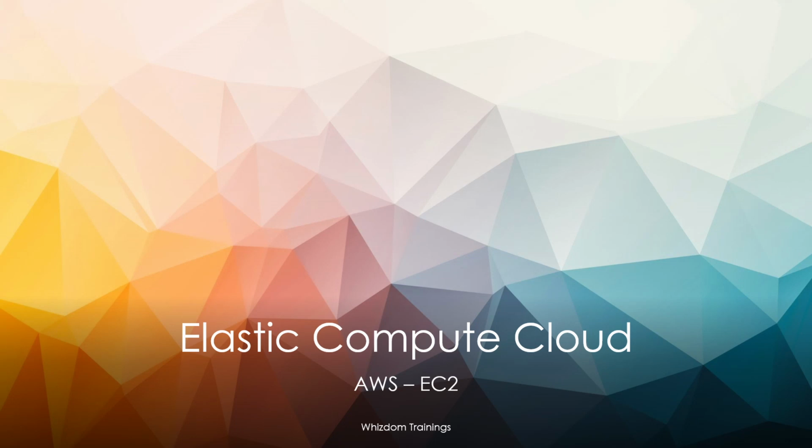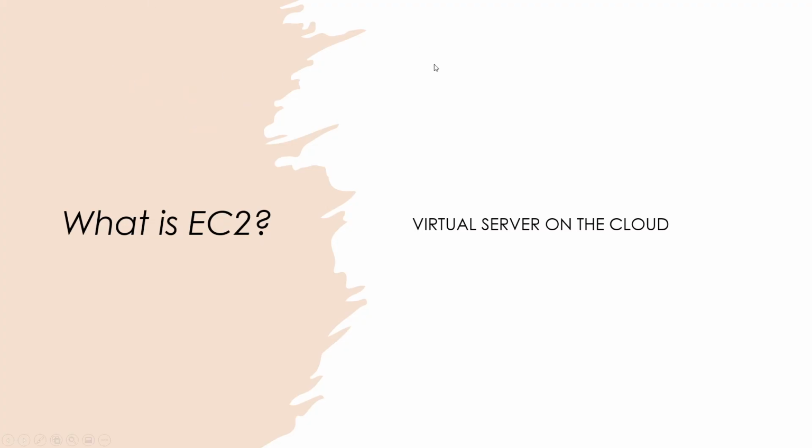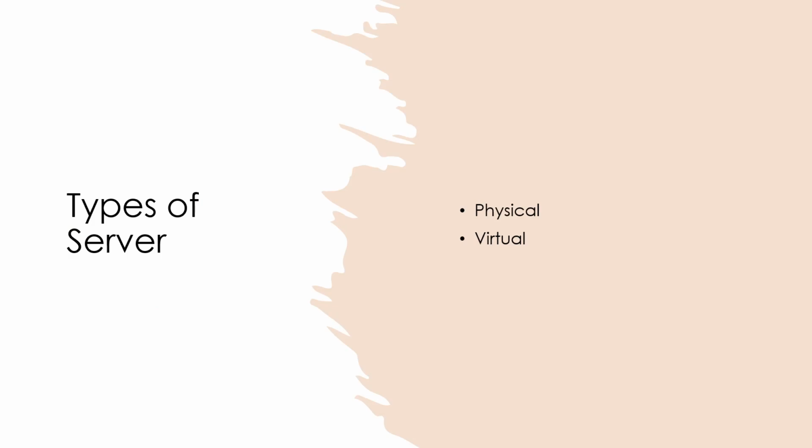In this video, we're going to learn about Elastic Compute Cloud, or you can say EC2. So the first question that would come into your mind is, what is EC2? EC2 is basically a virtual server on the cloud. Now, the next thing is, what are the different types of servers? We have two basic types of servers, that is physical and virtual.